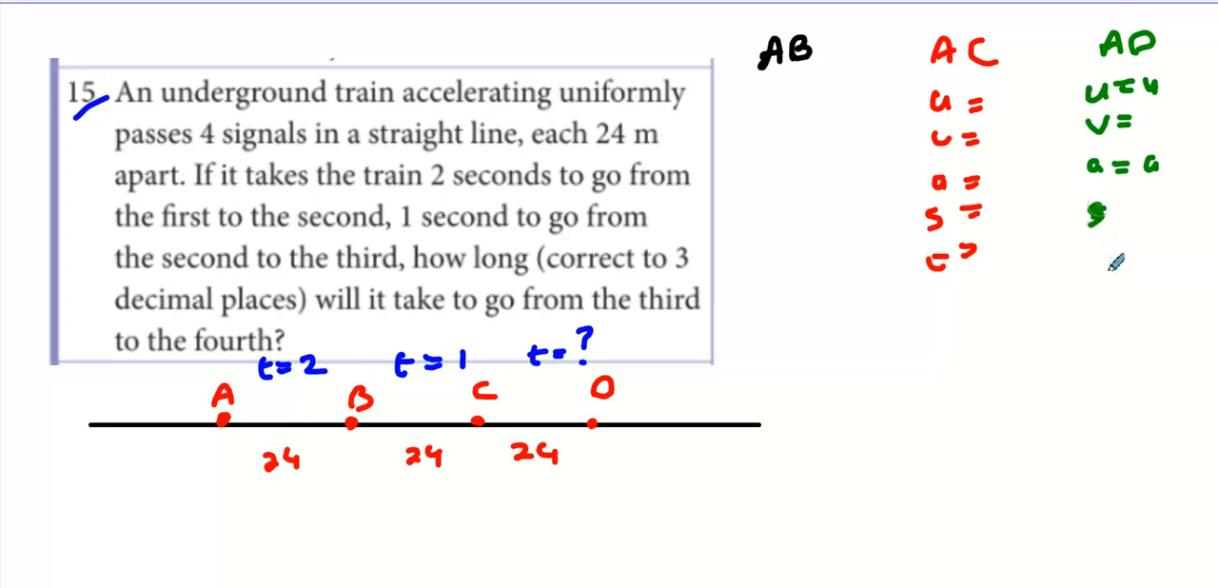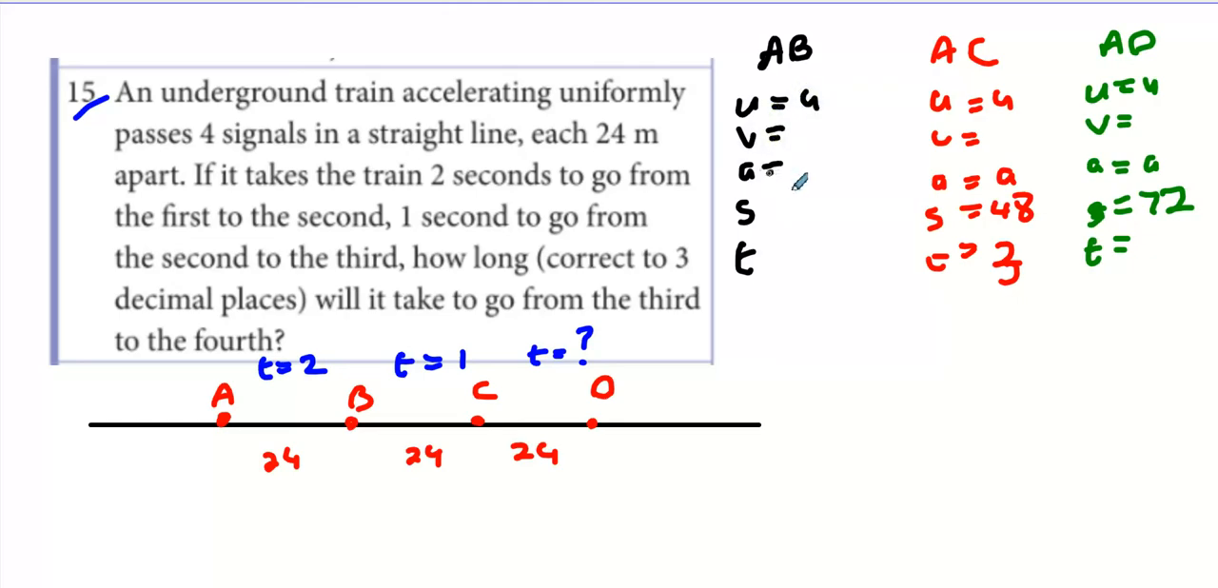What's the T value by the time you reach D? We don't know, do we? Do we know the S value? 70. Do we know the S value for AC? Do you know the T value? Yes, 3. And we know the U value to be U. Then this one here. U is U, phi we don't know, A is A, S is 24, and T equals 2.